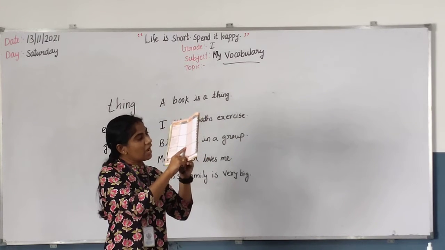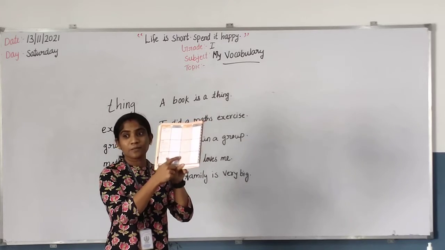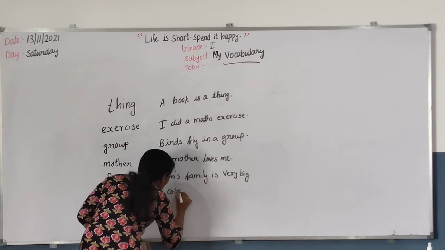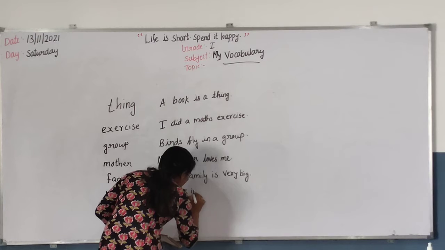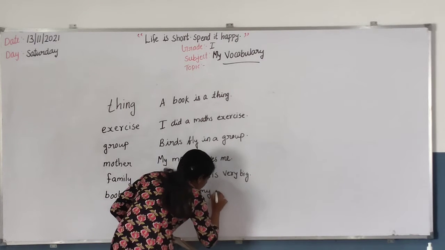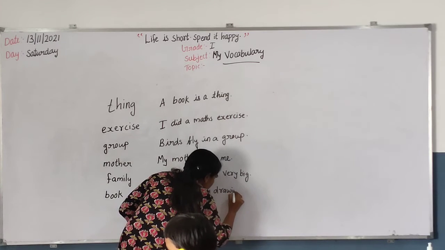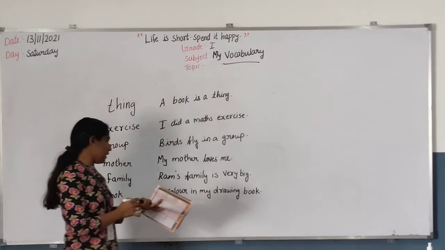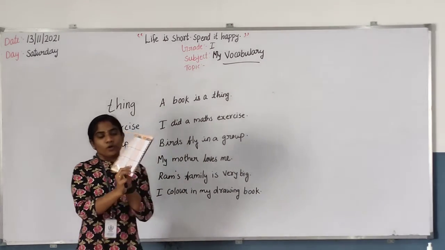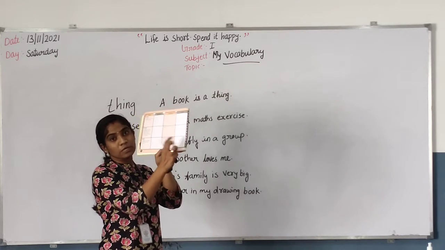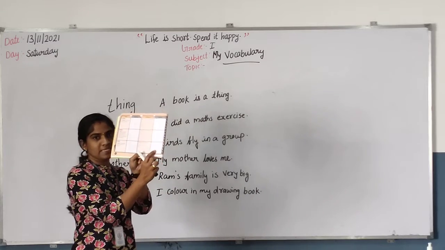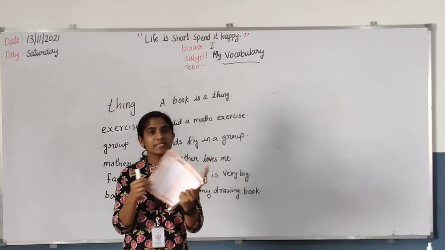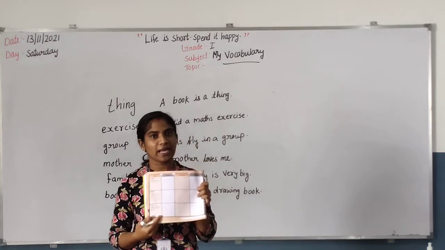Then the sentence: I color in my drawing book. Rewrite the sentence. I color, C-O-L-O-U-R, color, in my drawing book, B-O-O-K. I color in my drawing book. Then you can draw a book here. Understand? This activity on group also you should do. Okay, understand?